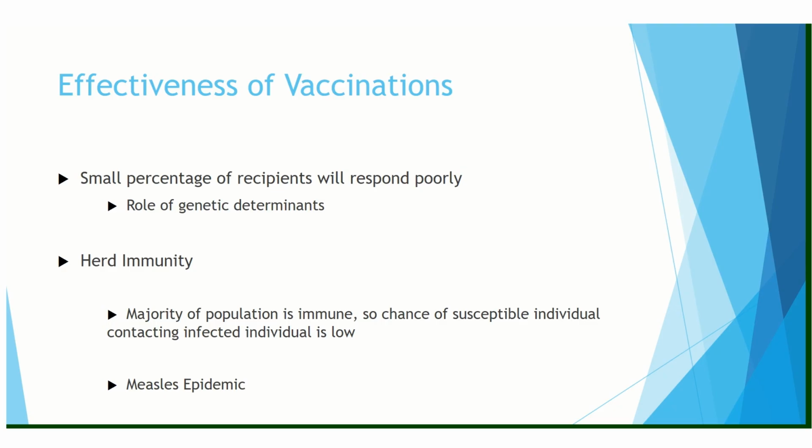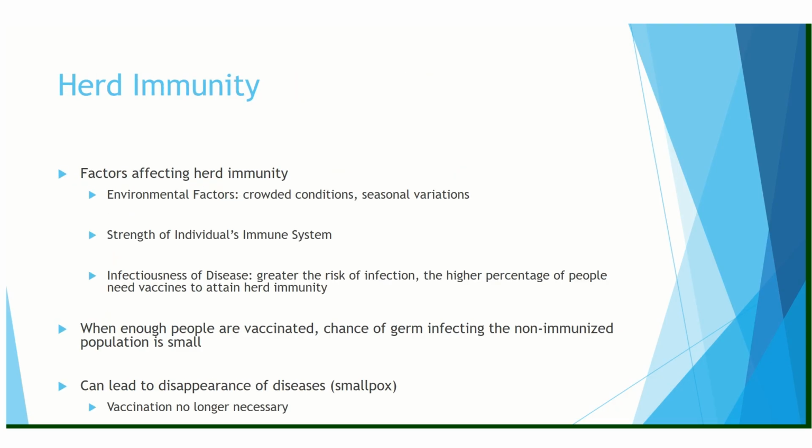What is herd immunity? When the majority of the population is immunized, the chance of a susceptible individual contacting an infected individual, and so the risk of infection, would be very low. An example might be a measles epidemic. Factors for herd immunity include crowded conditions and a higher percentage of people with vaccination. So herd immunity means that when people are vaccinated, the chance of a germ infecting the non-immunized population is small.